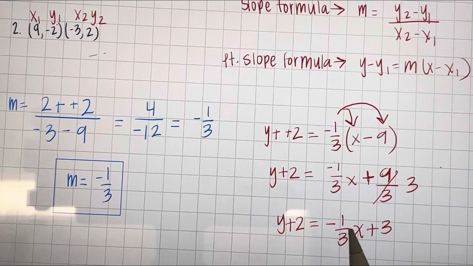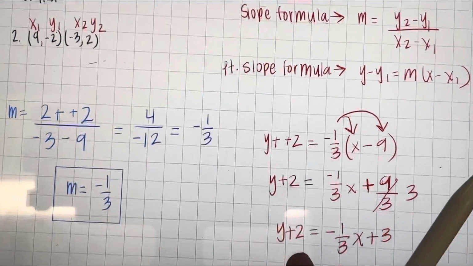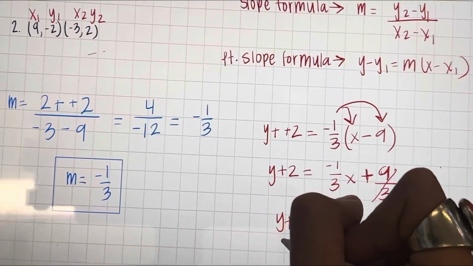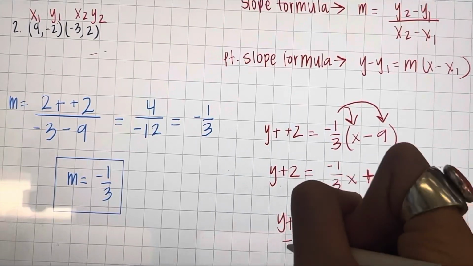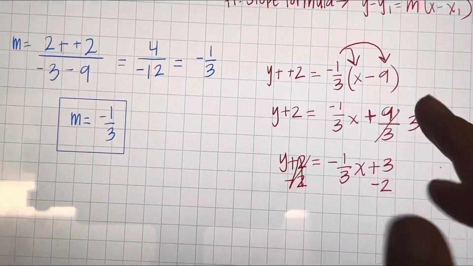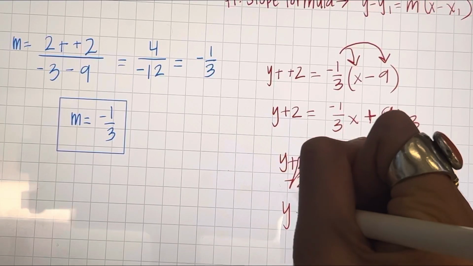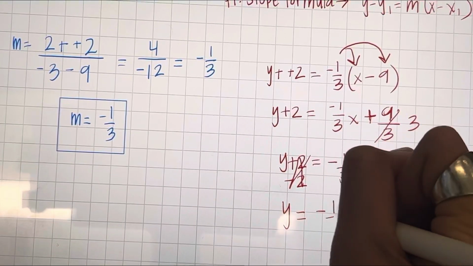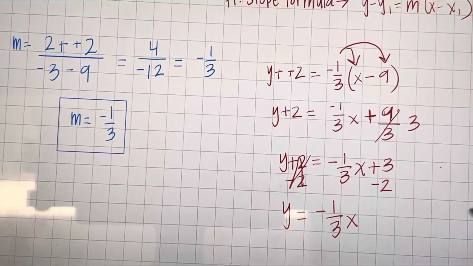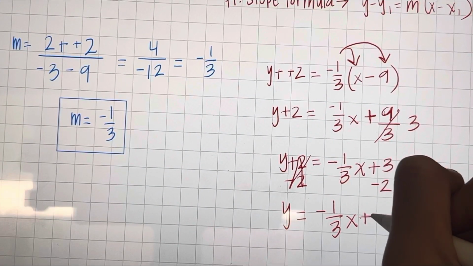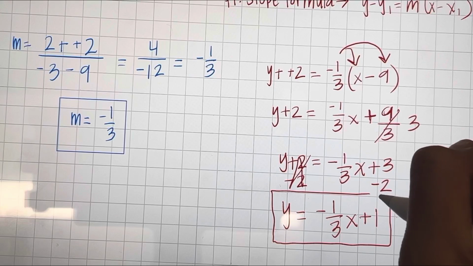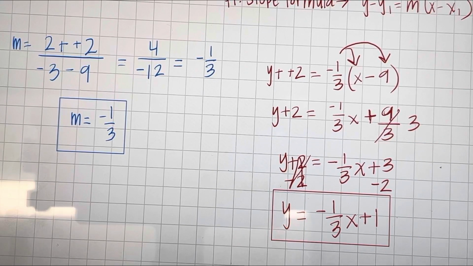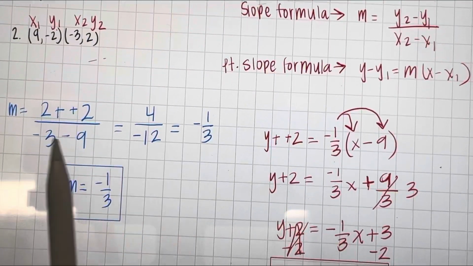Again, we're not done because this isn't quite in our slope-intercept form. So I know that I'm going to subtract my 2 from both sides to isolate our y. If we do that, positive 2 minus 2 cancels out. We're left with y equals negative 1/3 x. 3 minus 2 is going to give us a positive 1, plus 1. We now have our equation of our line with our slope of negative 1/3 that passes through these points.